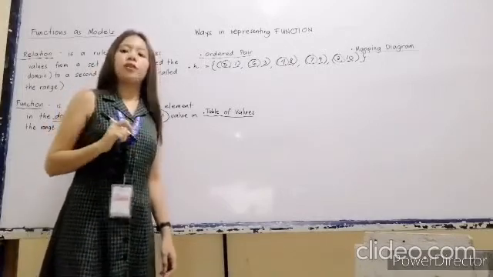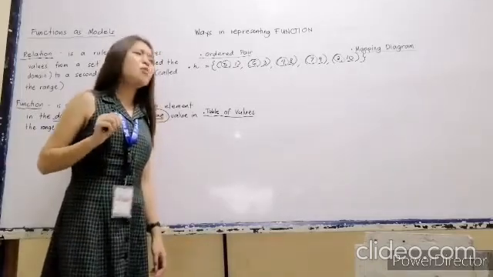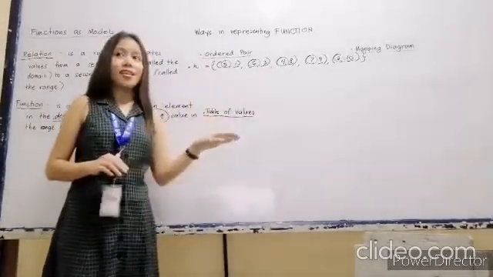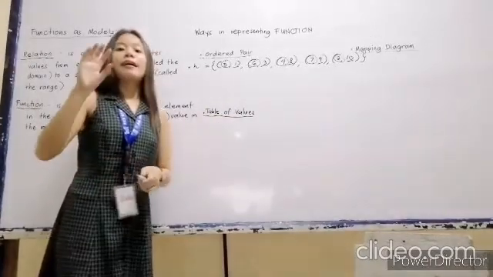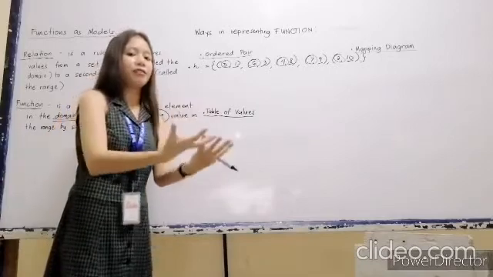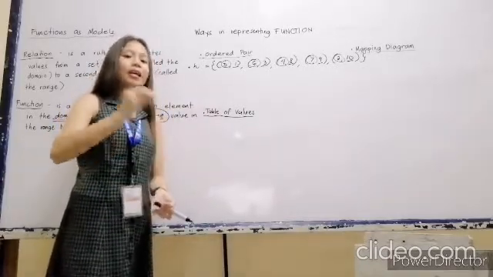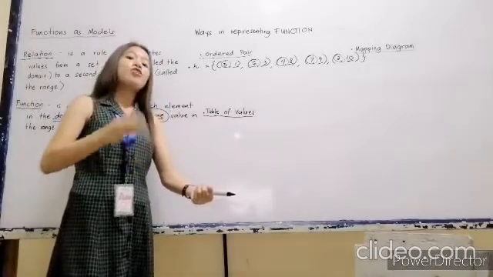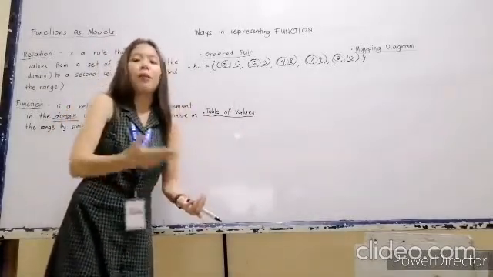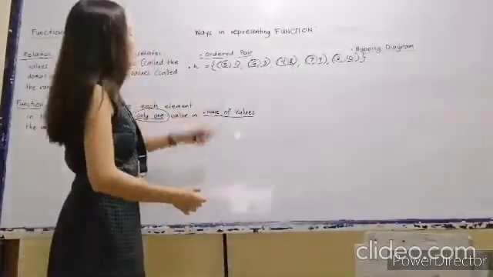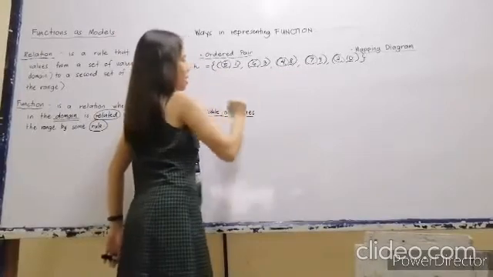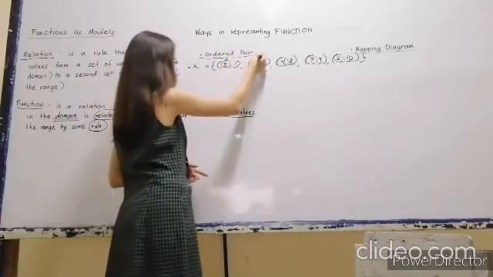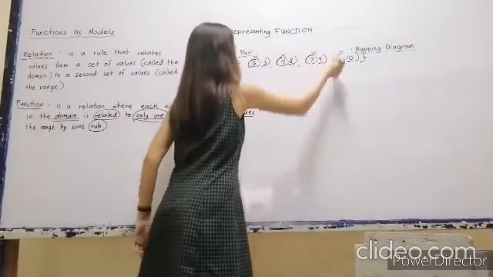Now, how do we say that this relation H having these ordered pairs is a function? I told you earlier, we can say that a particular set of values is a function if no value of x is repeated that is assigned to y. Here, in our ordered pairs, do we have any repeated value of x that is related to y?